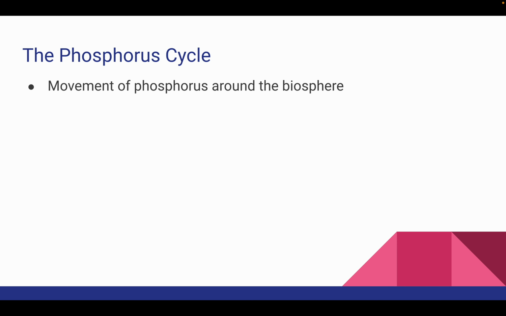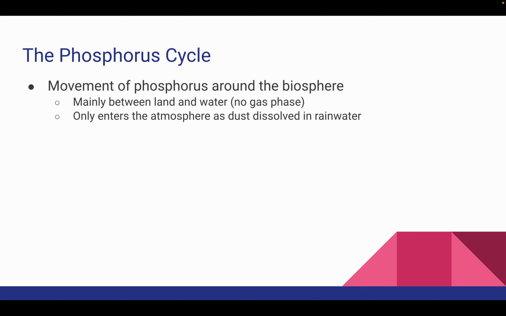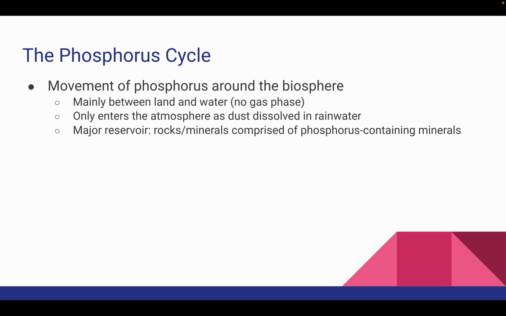So the phosphorus cycle is the movement of phosphorus around the biosphere, mainly between land and water, terrestrial and aquatic ecosystems. There's really no gas phase. The only time that phosphorus really enters the atmosphere is as dust and when it mixes with the rainwater. That's basically it. The major reservoir of phosphorus is going to be rocks and minerals comprised of phosphorus containing materials, and that's going to be a part of what we're going to look at in our abiotic processes.